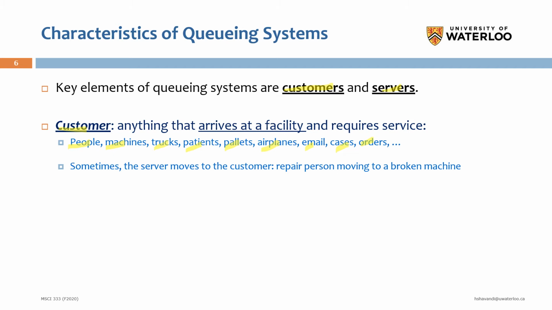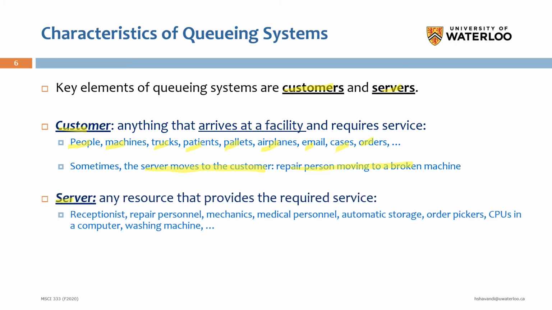And sometimes the server moves to the customer. We said in our definition that customers arrive at our system, but sometimes the server goes to customers. For example, a repair person moving to a broken machine. Okay, and a server is any resource that provides the required service. For example, receptionist, repair personnel, mechanics, and so on. Yeah, I mean any queuing system will have customers and servers.